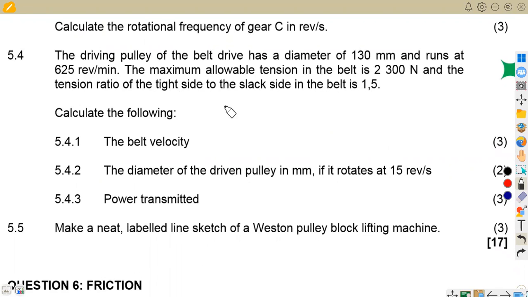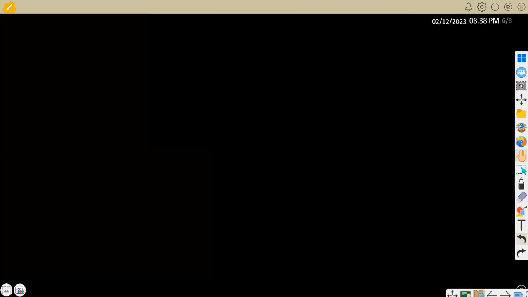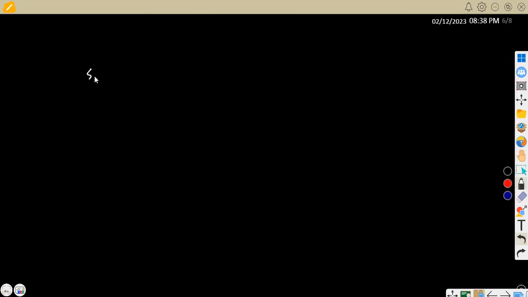Okay. So remember, guys, I talked about these belt drives, even how to draw the sketch that you're supposed to have on a belt drive. Okay, so in this case, we have the driver and the driven. On the driver, we are given that the belt drive has a diameter of 130 millimeters. So you can convert this. Let's just list down our information.